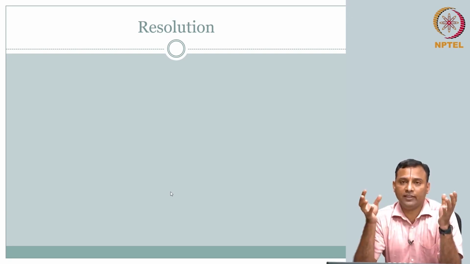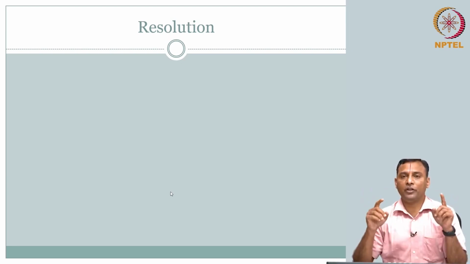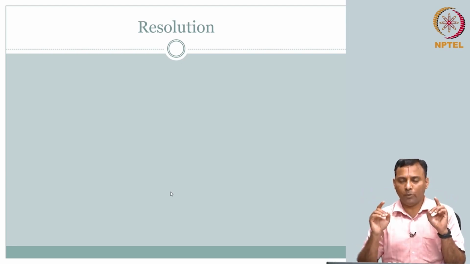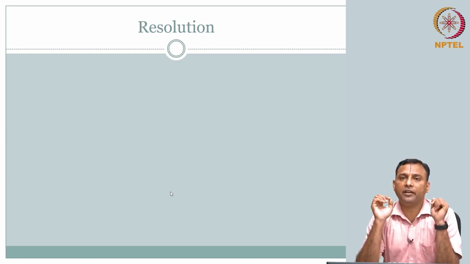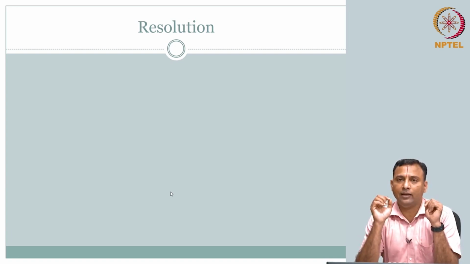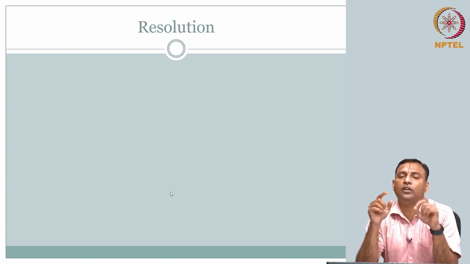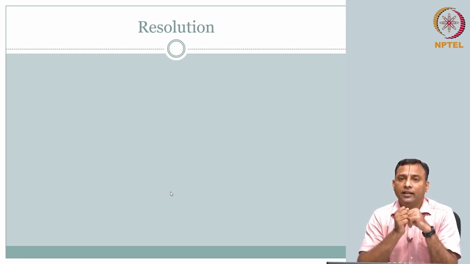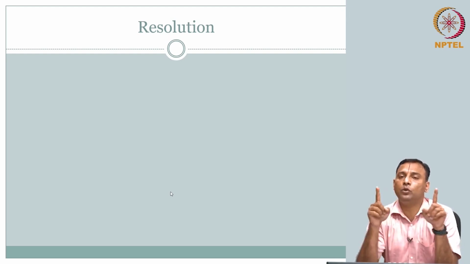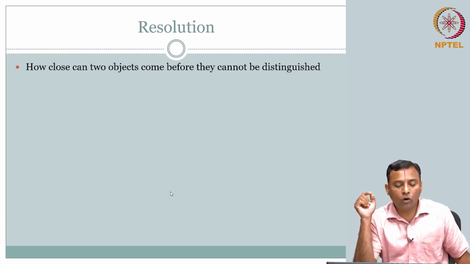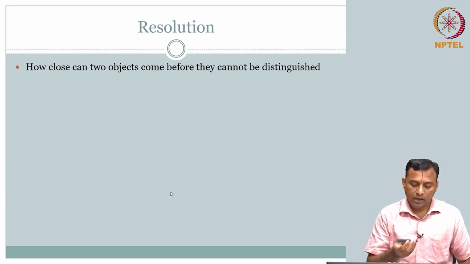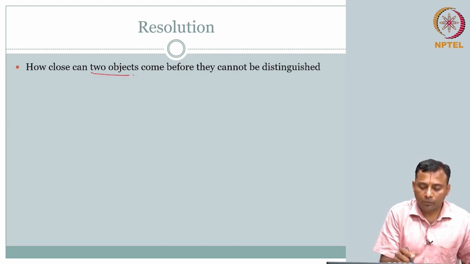Okay, when you have two objects that come close together, until which point will you be able to tell that these are two different objects? That is your ability to resolve two objects. So in fact, we will carefully state it. I will say what I mean by being careful about it. How close can two objects come?